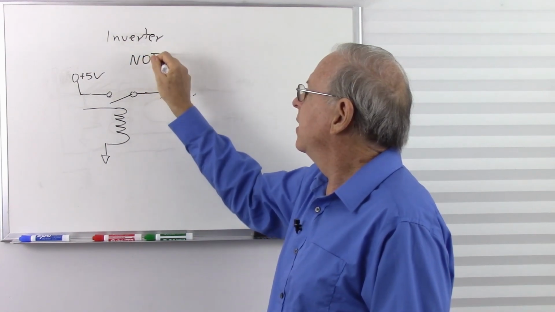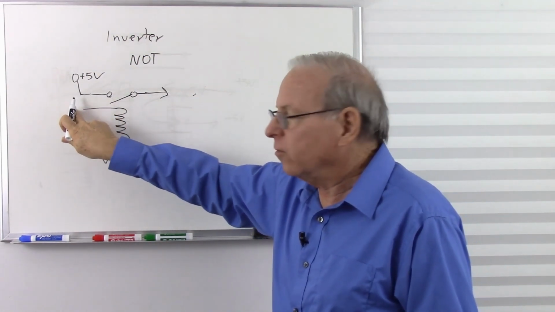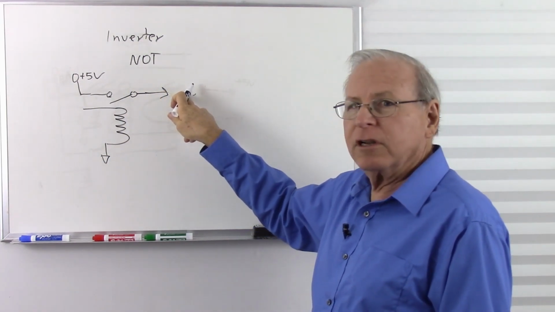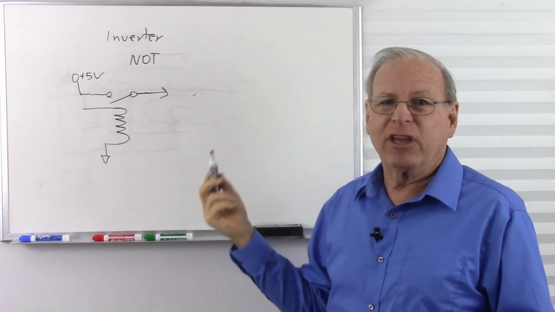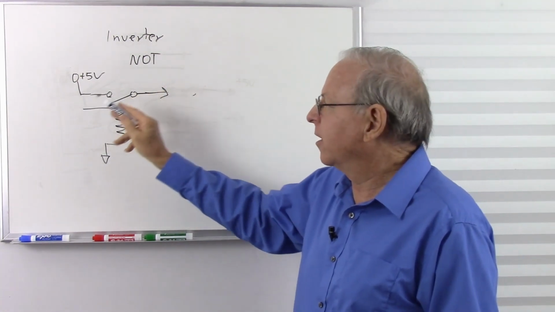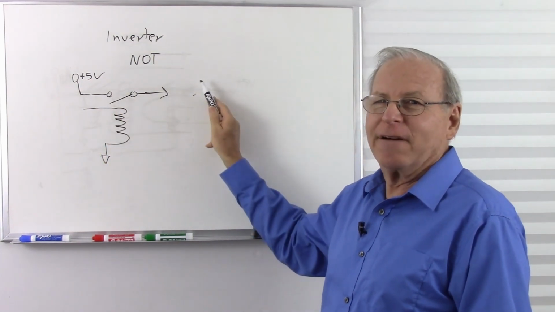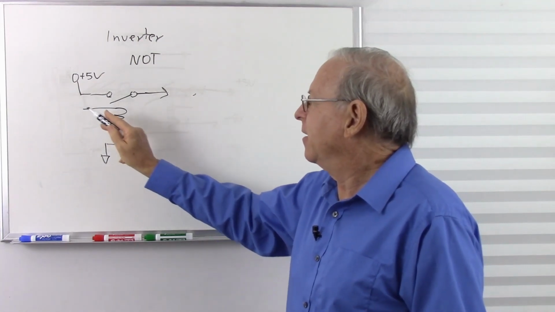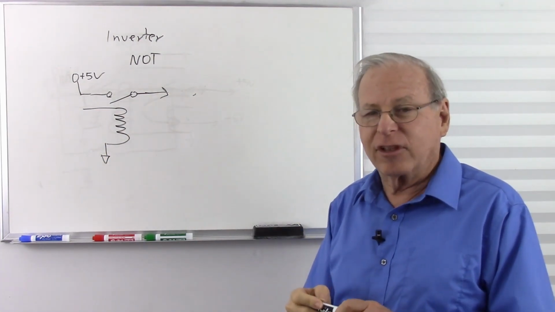N-O-T. So the function means that if I put voltage here, I get no voltage out. If I put no voltage here, I do get voltage out. So that's the inverter or the NOT. So the output is not what I have at the input. So 5 volts, I do not have 5 volts here. If I take the 5 volts away, I do have 5 volts here. So that's the NOT function.